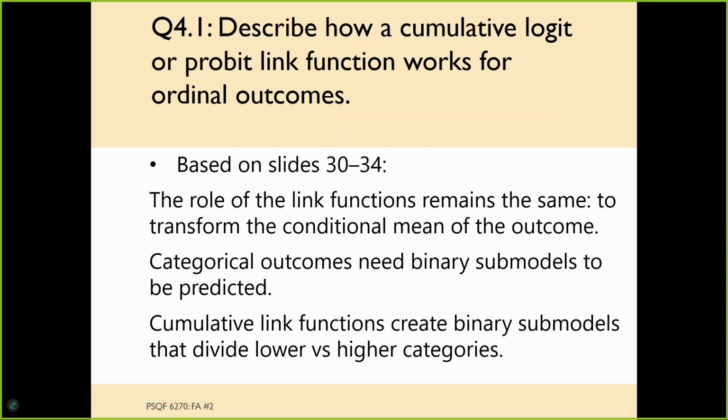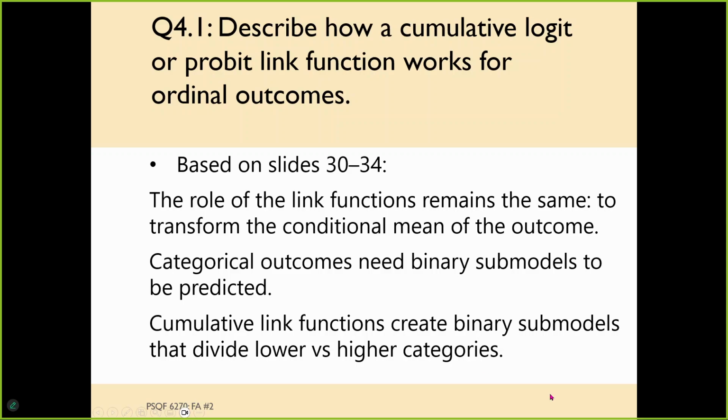Well, I just will add to that, and if I'm incorrect in my thought, please let me know. But if you have C categories, then you will have C-1 models. Is that accurate? Yes. Yes, the number of submodels depends on the number of categories in your outcome. It's always C-1. And then those binary submodels will be dividing the categories between lower and higher references.